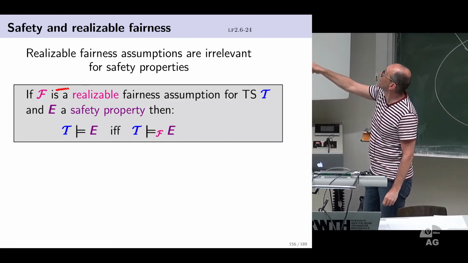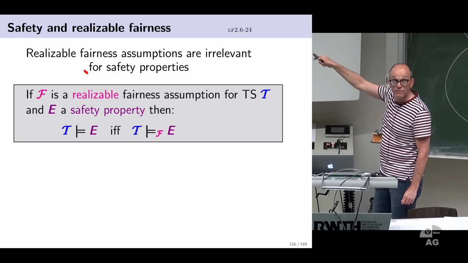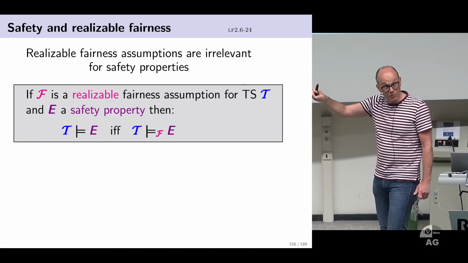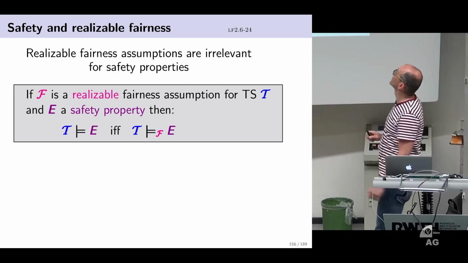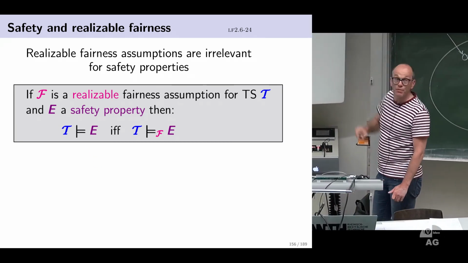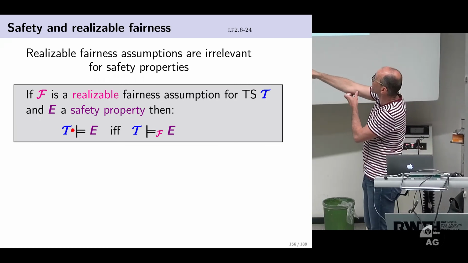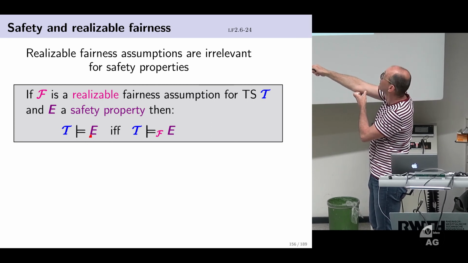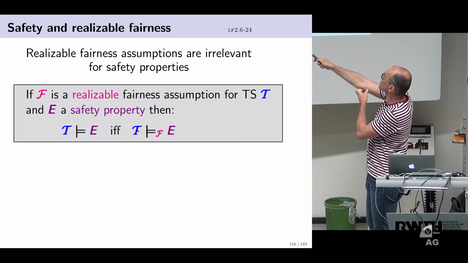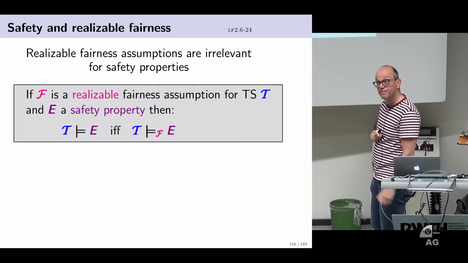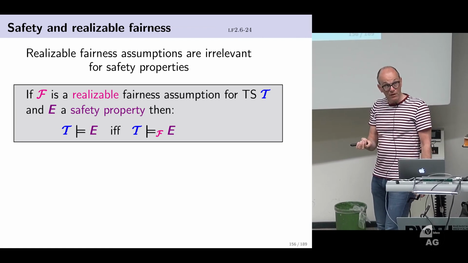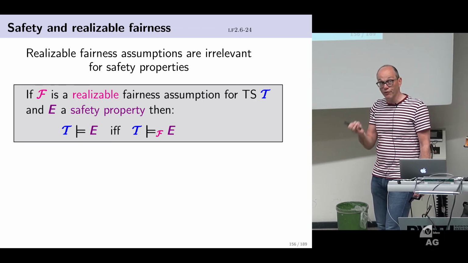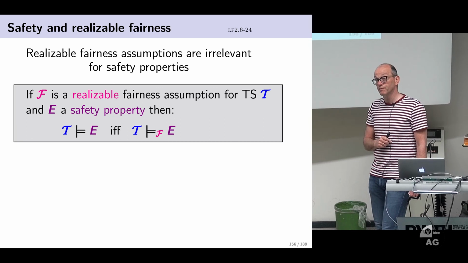If F is a fairness assumption which is realizable, that's the technical thing I was mentioning: every reachable state, it needs to be possible that you can continue in a fair way. And you give me a safety property E. Then my transition system satisfies the safety property E without any fairness assumption if and only if my transition system satisfies it under F. So the validity of a safety property is not affected by any realizable fairness assumption. That's what this result tells you.